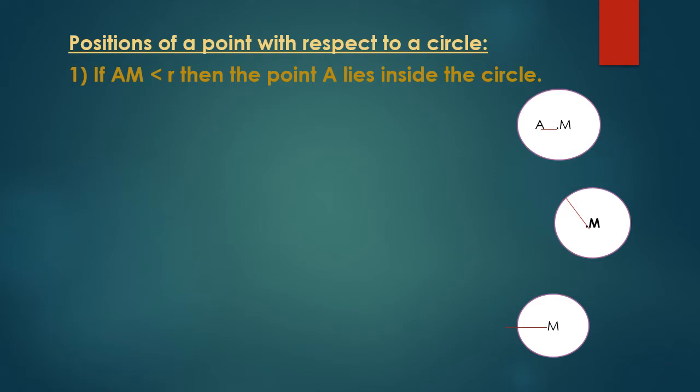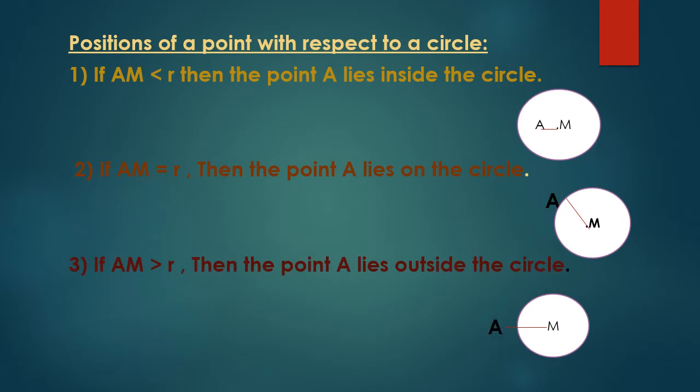If the length of AM is smaller than the radius of the circle, then the point A lies inside the circle. Number 2, if AM is equal to the length of the radius of the circle, then the point A lies on the circle. Number 3, if AM is greater than the radius length of the circle, then the point A lies outside the circle.